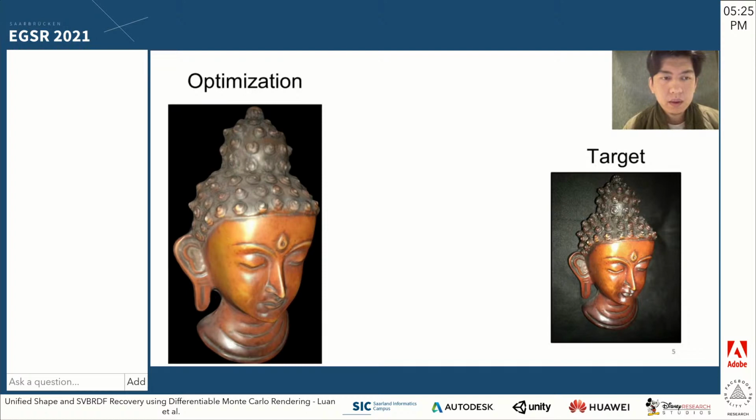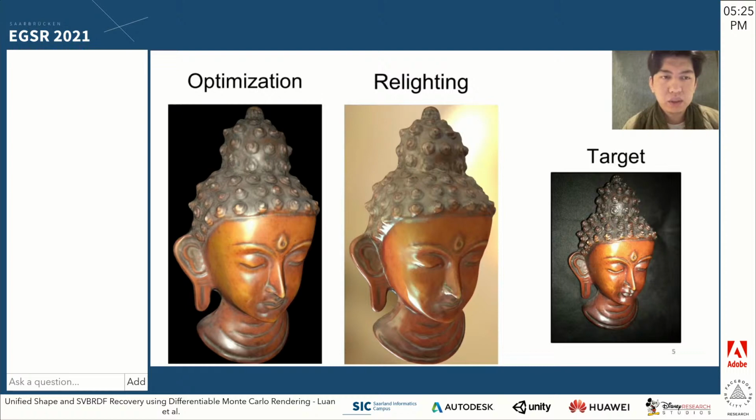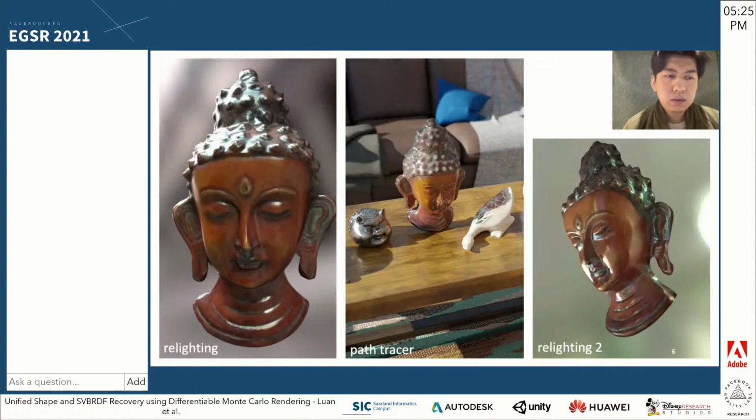After the optimization finishes, we get a triangle mesh with refined geometry details and a set of textures that we can directly reuse for relighting, such as the picture shown in the middle, where we change the illumination to another environment map. We can also reuse this model in other traditional graphics pipelines and path tracers, such as the one shown, which is rendered in Blender.